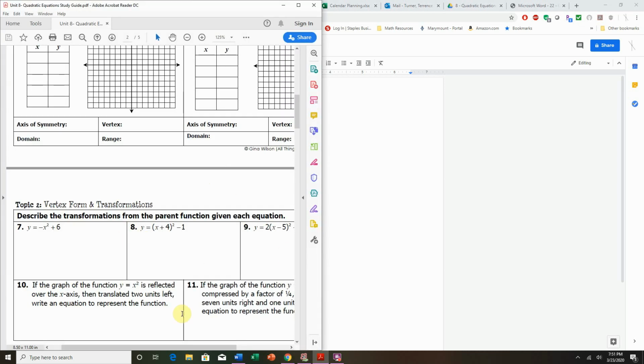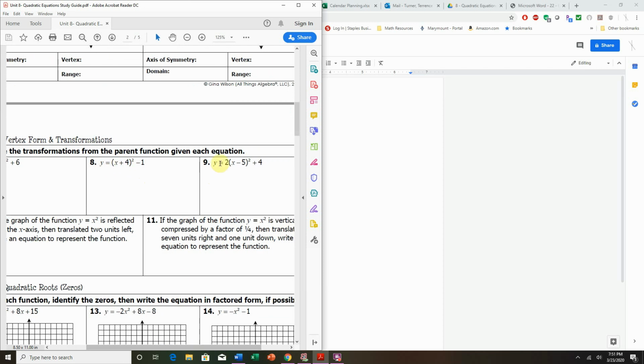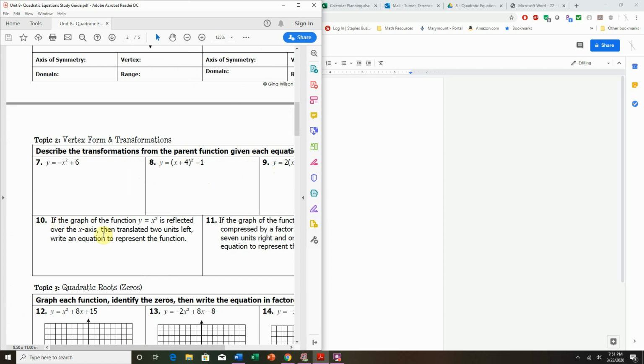So that's your vertex and transformation, so please pay attention to these. For number 8, it's asking you what happened if it's x plus 4 squared and minus 1, and y equals 2 times x minus 5 squared plus 4. Take a look at that a value. Now number 10: if the graph of the function y equals x squared is reflected over the x-axis, then translated 2 units left, write an equation to represent the function. In this case, you're writing the equations for these two instead of telling what happened. All review.